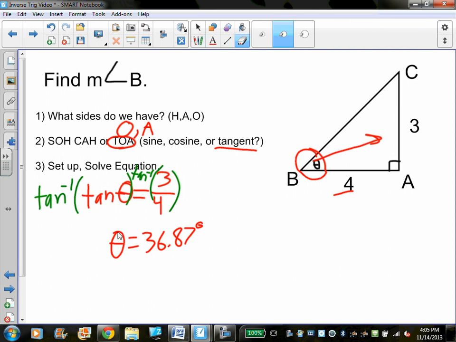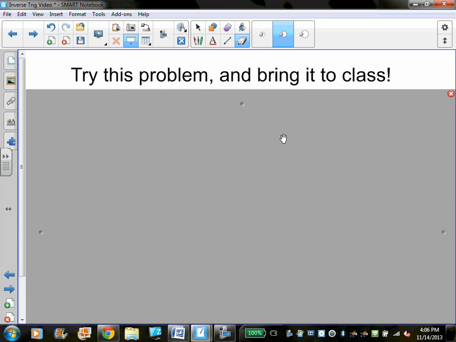Really, the biggest part about this is knowing how to enter it into your calculator. You need to know what the sides are, opposite, adjacent, hypotenuse, and then how to enter this into the calculator. Those are the big things here. So I'm going to leave this one for you to try on your own. Bring it to class for when we talk about this, and that's really all I'll have in the video. So here's the problem.